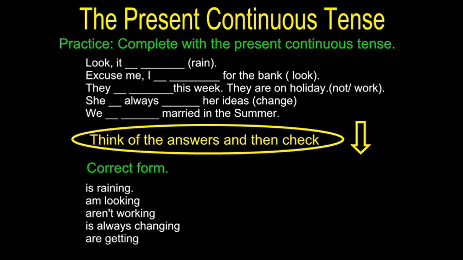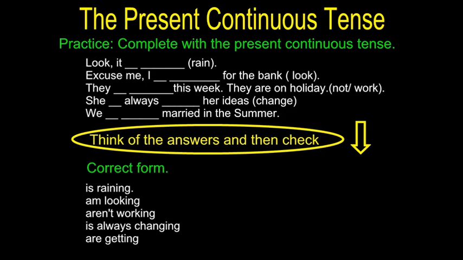Practice completing with the present continuous tense. Look, it, rain. Excuse me, I, look for the bank. Look, they, this week, they are on holiday, not work. She, always, change her ideas. We, get married in the summer.